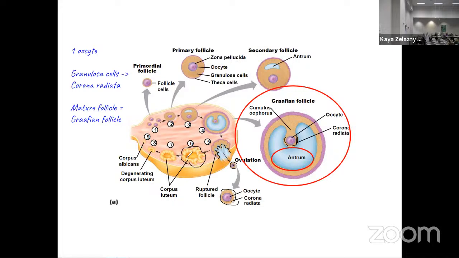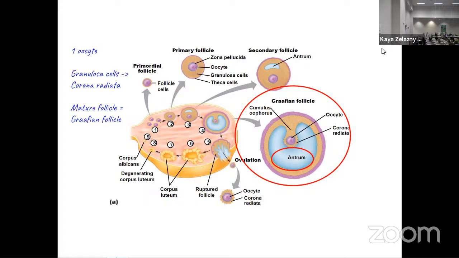We have this corpus luteum. It's going to be producing some hormones, estrogens and progesterone, and then it's going to degenerate. The drop in hormones ultimately is going to cause menstruation. So we can see it becoming the corpus albicans at the end here.